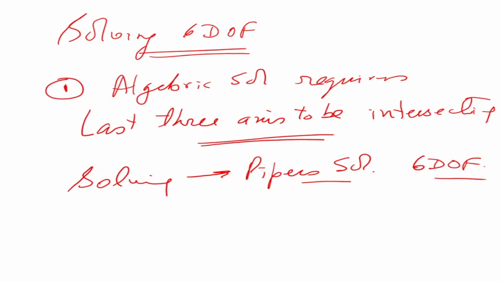Okay. So something very important: for an algebraic solution to exist for a 6 degree of freedom system, the number one requirement is that the last three axes should be intersecting. Now, very interestingly, in the human arm the last three axes are not intersecting. So actually the human arm does not have a closed form solution, because the last three axes are not intersecting.